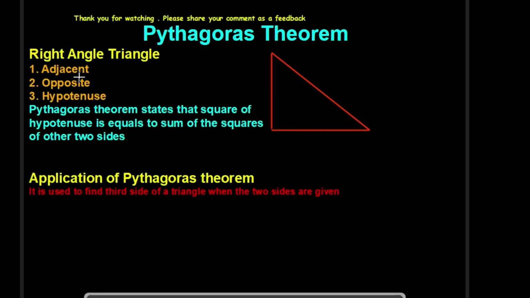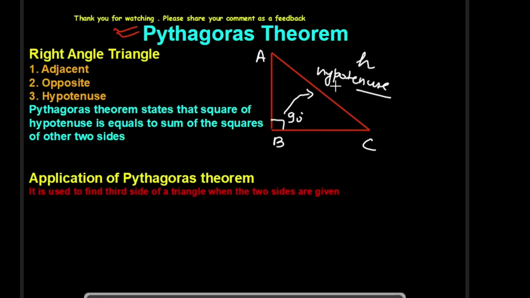Basically, when we say Pythagoras theorem, we always first think about the right angle triangle. This is only applicable to the right angle triangle. So for Pythagoras theorem, suppose ABC is a right angle triangle where angle B is equal to 90 degrees. Opposite to 90 degrees is always the hypotenuse. So opposite to 90 is always going to be the hypotenuse, which is denoted by H.